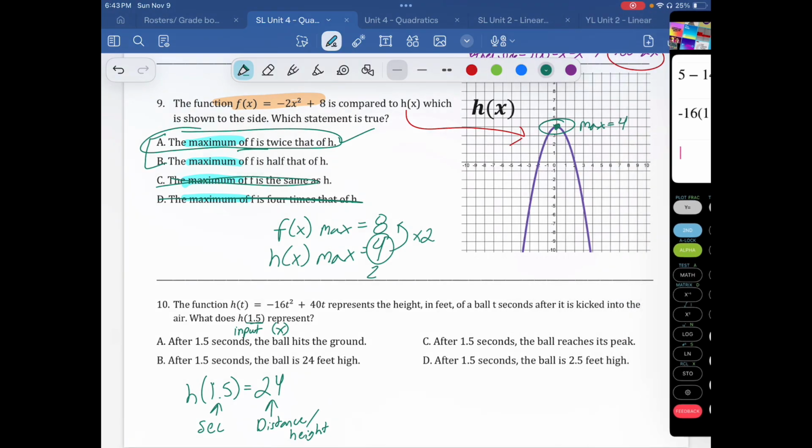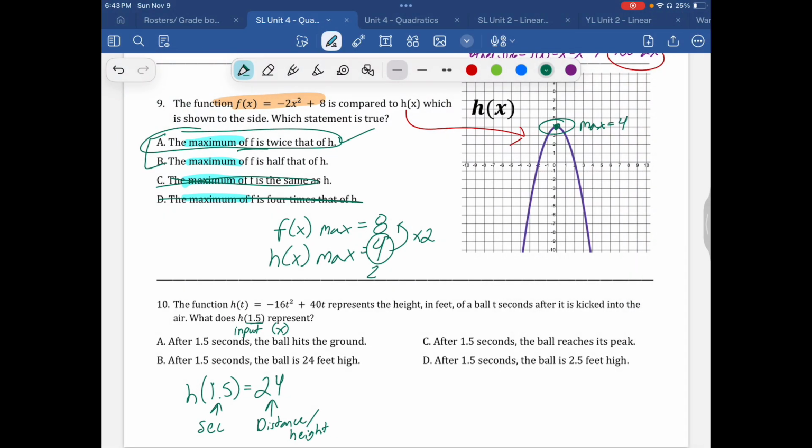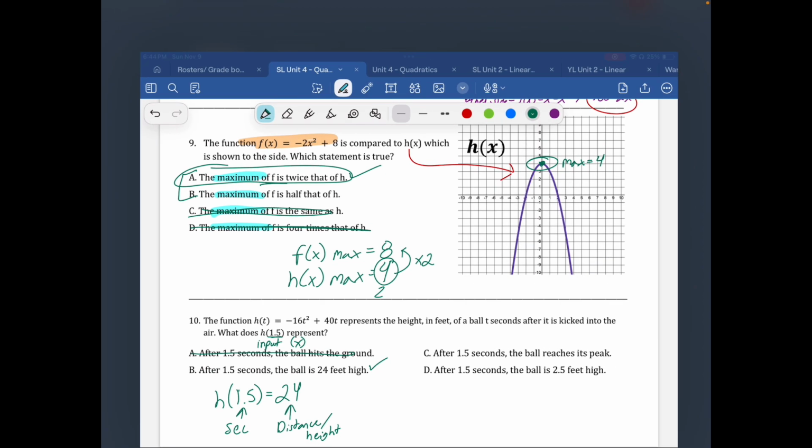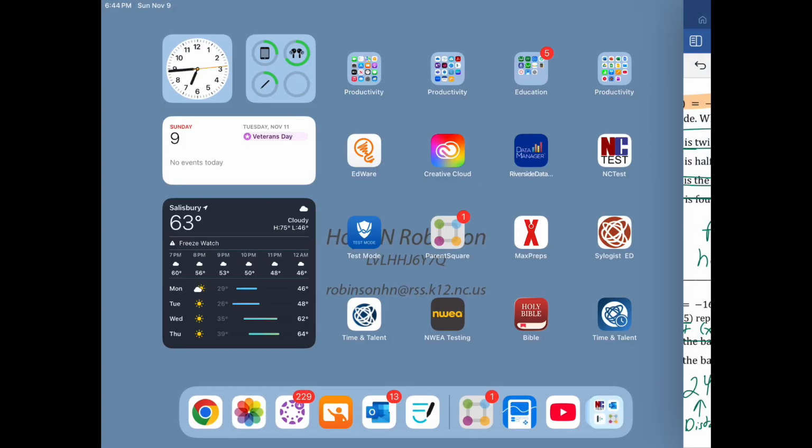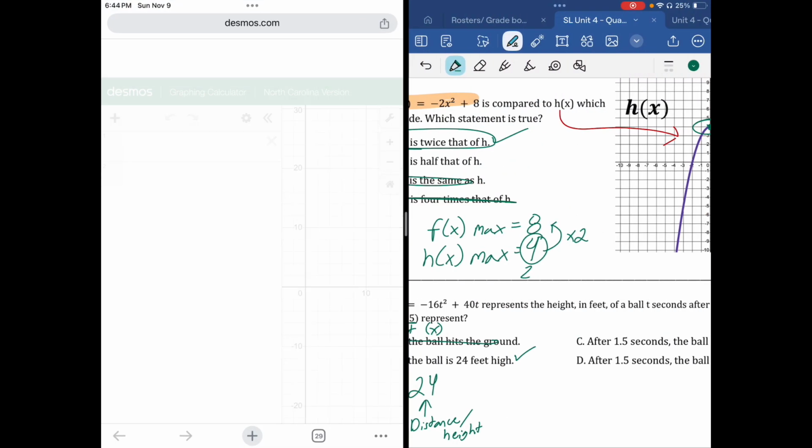So let's go through our answer choices. It says after 1.5 seconds, the ball hits the ground. Didn't hit the ground. It's still in the air. After 1.5 seconds, it's 24 feet high. Ooh, that looks promising. C says after 1.5 seconds, the ball reaches its peak. Well, we don't really know that. We could plug that into Desmos and check. So let's go do that real quick.